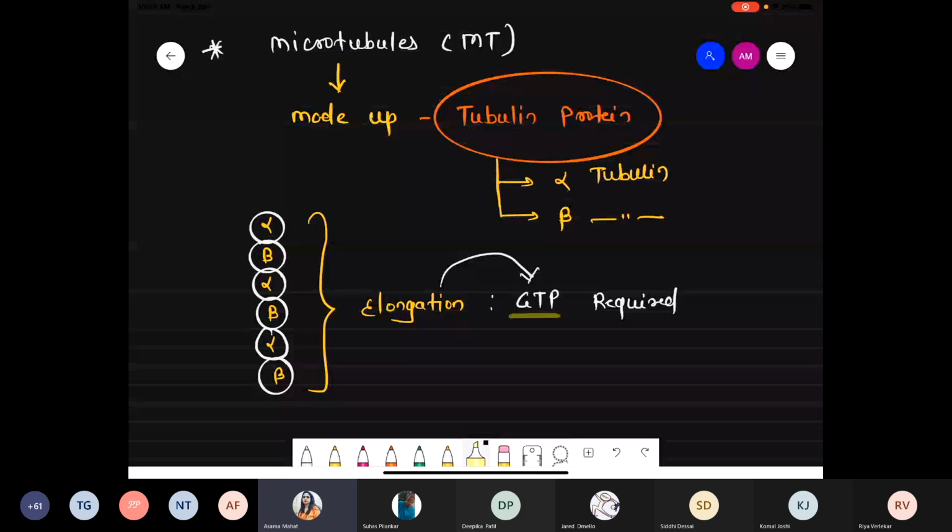ATP is not used here. Please remember, ATP is the energy currency, which is involved in most reactions. But in this condition, for microtubule elongation and polymerization, the requirement of energy is in the form of GTP. Got it? Is this point clear, everyone?